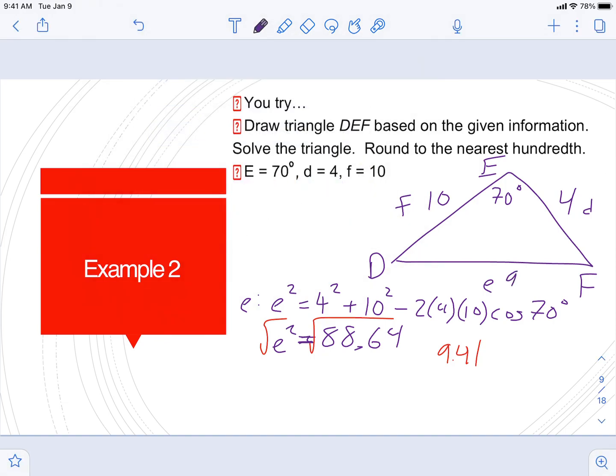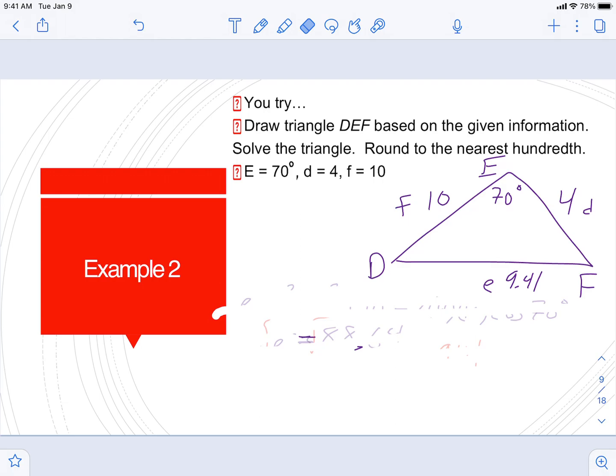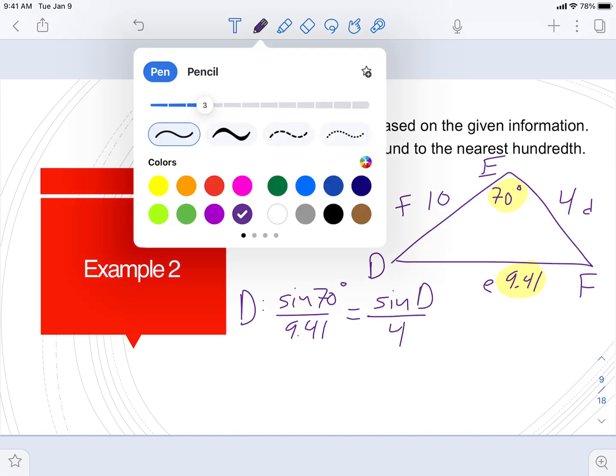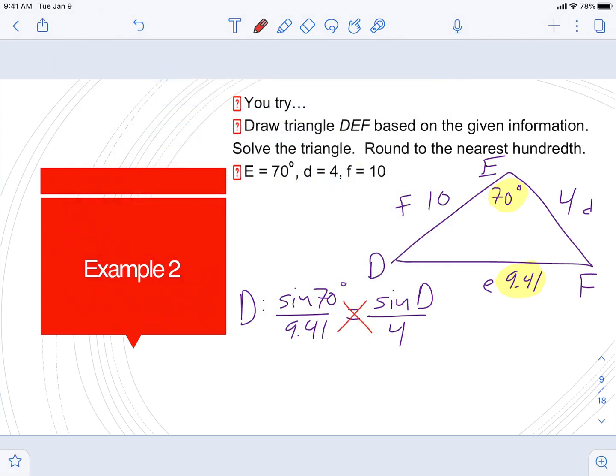So I'll add that to my diagram. 9.41 is that side length. Now we have our opposite side and angle pair. We can use law of sines. Right, I can use these 2 to figure out one of the other 2. I'm going to do angle D. So that is going to be sine of 70 over 9.41. My opposite side angle pair is equal to sine of our angle D over 4. And we'll cross multiply. We get 9.41 sine of D is equal to 4 sine of 70.